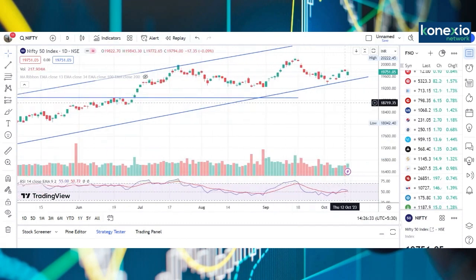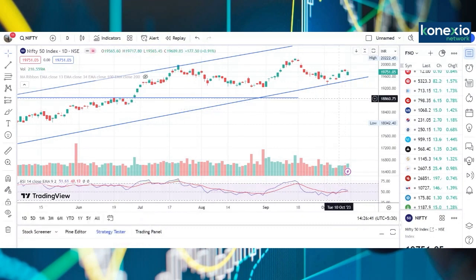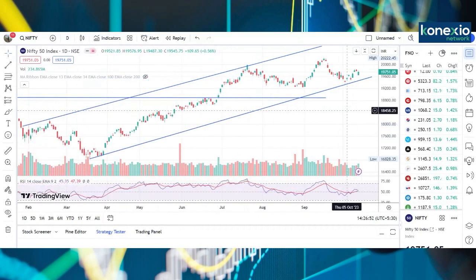But again, last week's high, which is 19,845. Once that is breached or taken out decisively, then we might see Nifty heading towards its lifetime high, which is 20,222. So definitely the trend seems to be positive at this juncture.